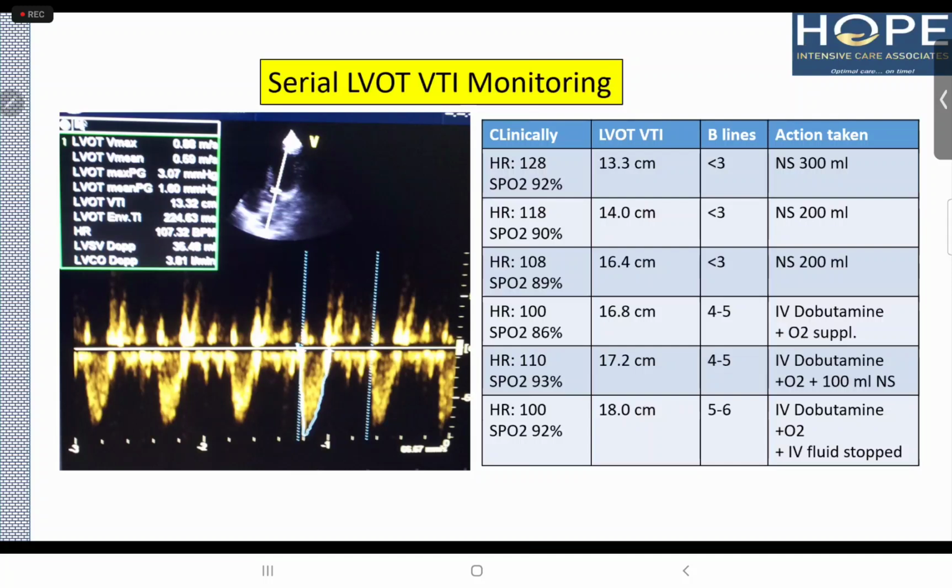If the patient is hypoxic and you put the patient on NIV, that will also reduce the heart rate. And by reducing the heart rate, LVOT VTI will also change.